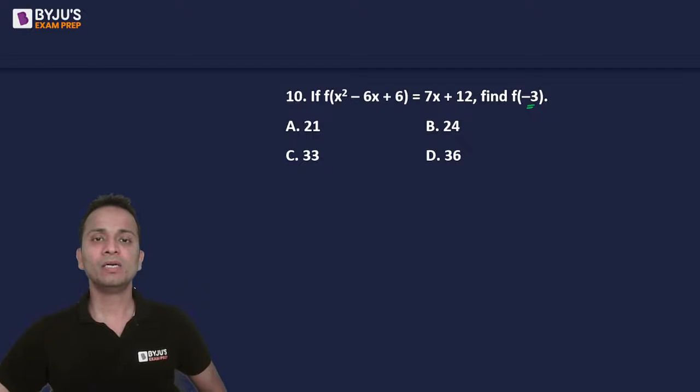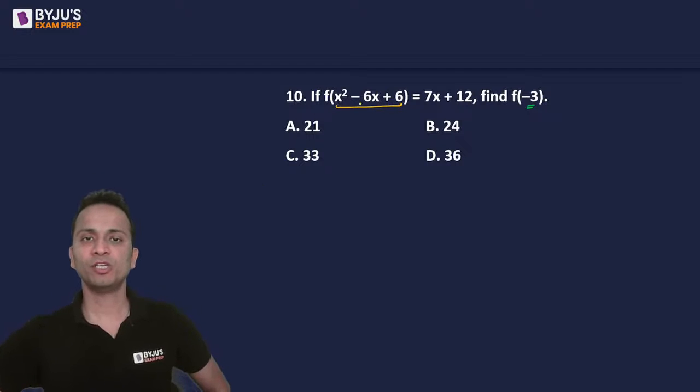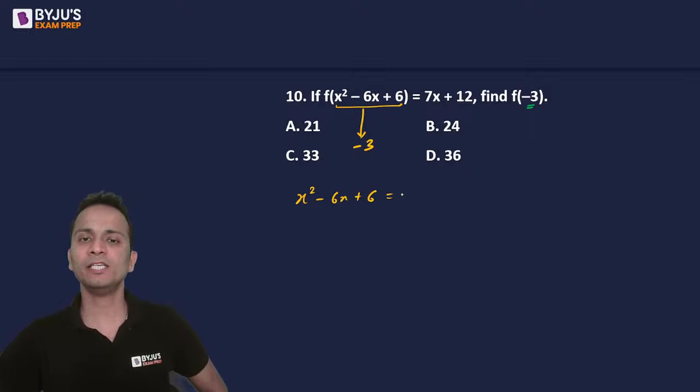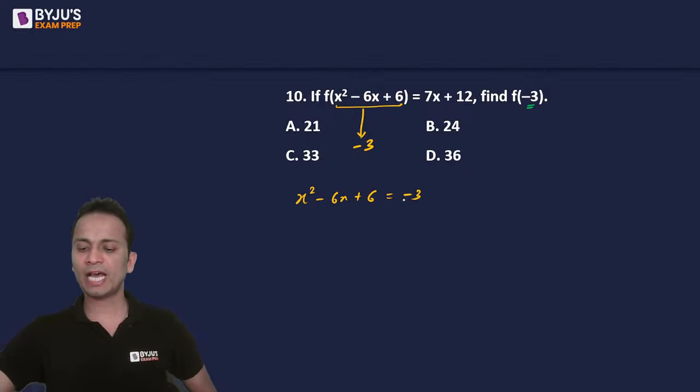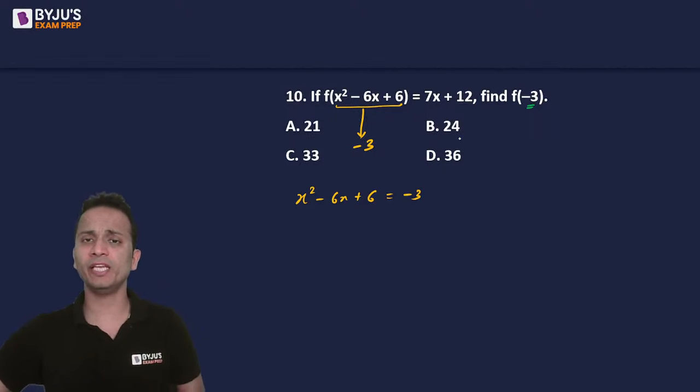Now we are given f of x square minus 6x plus 6. So I'll substitute this as minus 3. So I'll set x square minus 6x plus 6 equal to minus 3, and we'll find out the value of x. The value of x that I obtain, I'll substitute on the right hand side.